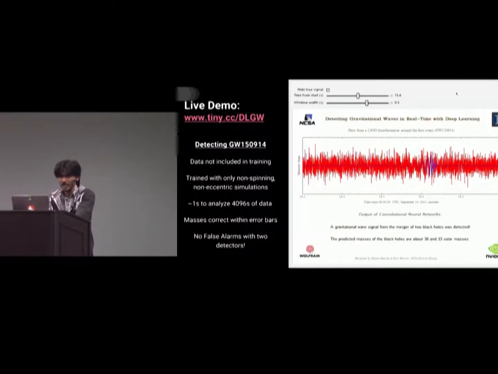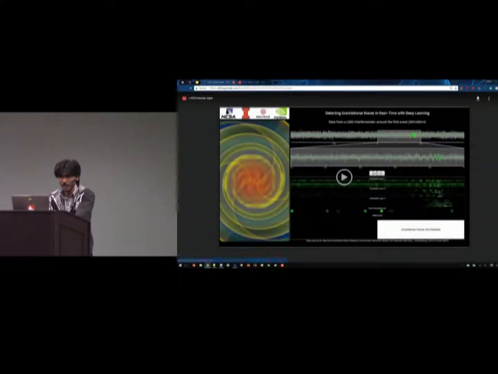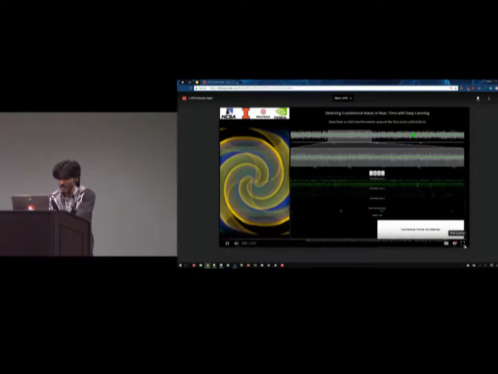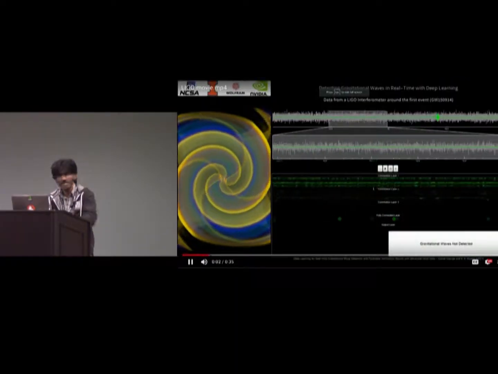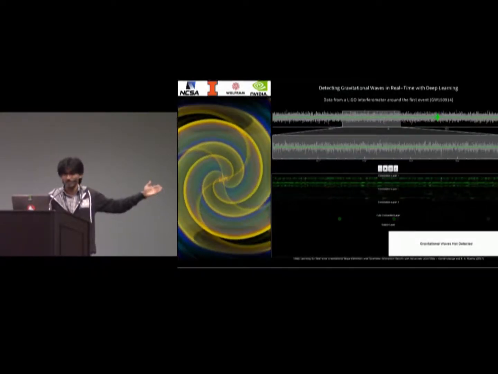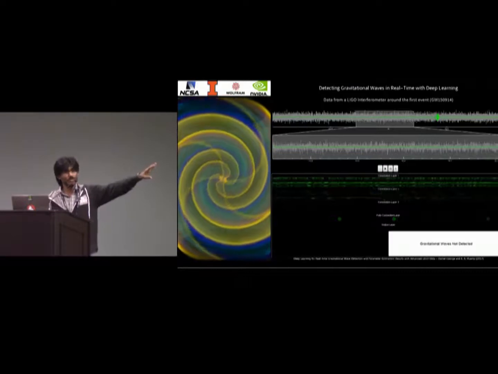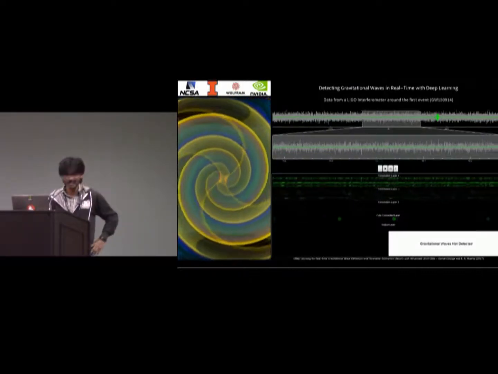So here we actually have a demo that we showed at the supercomputing conference two weeks ago. We did this with NVIDIA. You can actually see what each layer of the neural network is doing. So you're sliding the network through the data, and this is a simulation of what the event should look like. And this is real data from the LIGO detector around the first gravitational wave event.